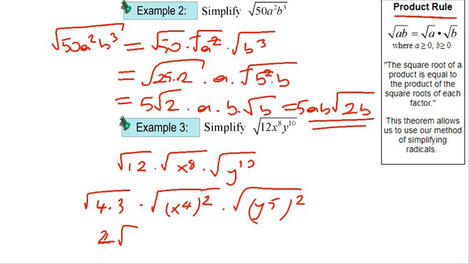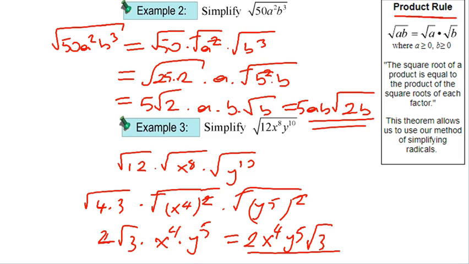So basically 2 times square root of 3 times, and then the square and the square roots will cancel each other out. So what I'm going to have is just x to the power of 4, and the same thing for the next square roots. The 2 and the square root will cancel each other out. What's left is just y to the power of 5. So let's multiply the numbers. So basically 2 times x to the power of 4 times y to the power of 5 times square root of 3. So this is the most simplified form of the original square roots.